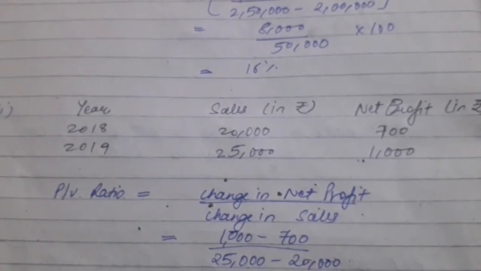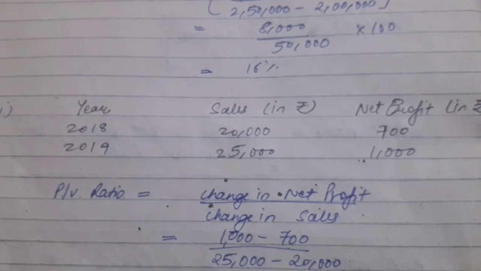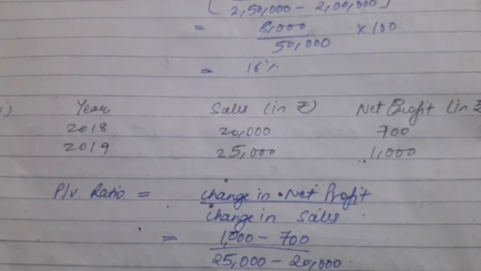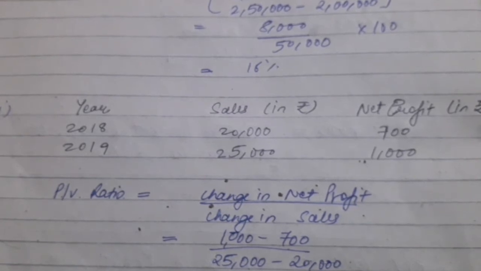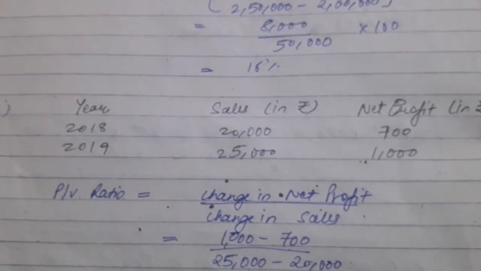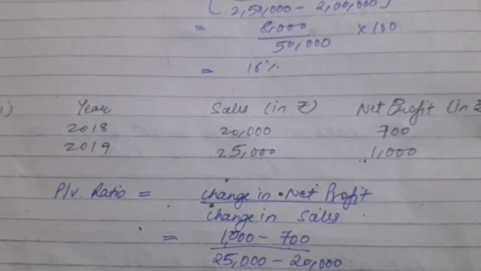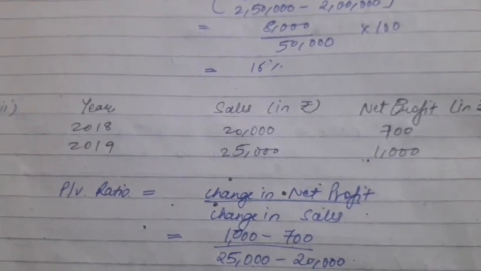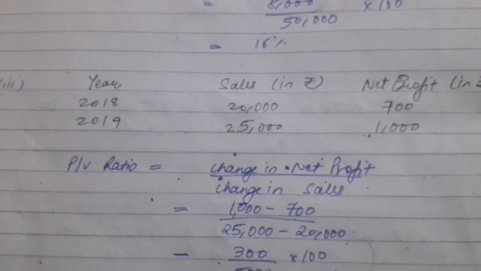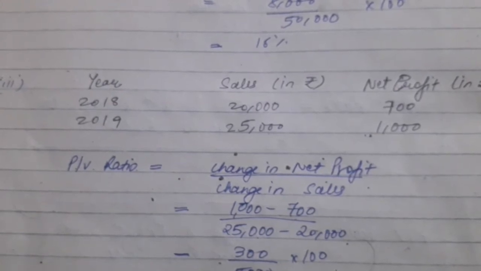To calculate PV ratio, we will use the third formula, which is change in profit upon change in sales into 100. Change in profit is rupees 300, which is calculated by deducting 700 from rupees 1000, and change in sales is rupees 5000, which is calculated by deducting 20,000 from rupees 25,000. So putting these figures in the formula, we get 300 upon 5,000 rupees into 100 is equal to 6%.